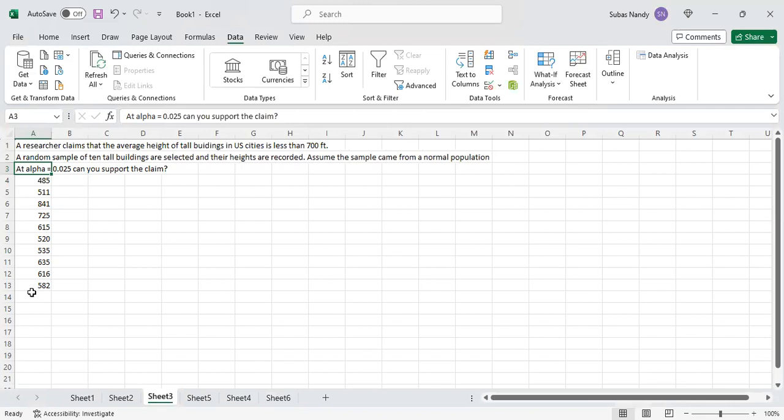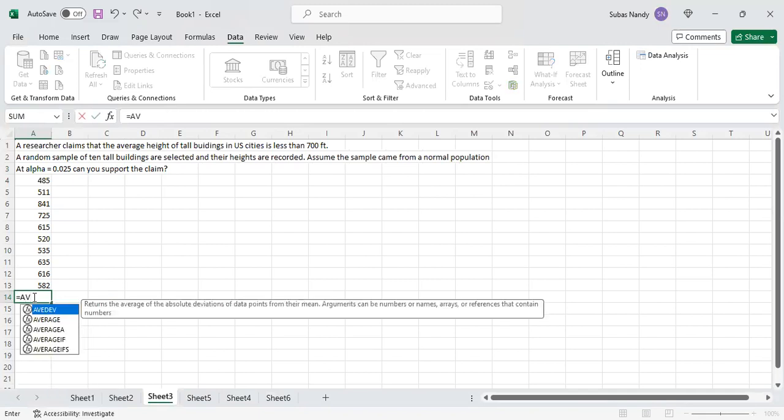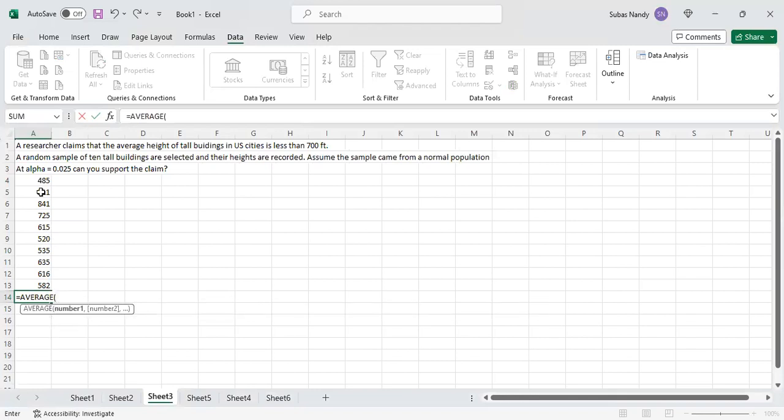So the first thing we will do is calculate the mean of this sample and the standard deviation of this sample. So equal to average is the formula for the mean, and we will highlight from A4 through A13 and hit enter. So this is the sample mean.